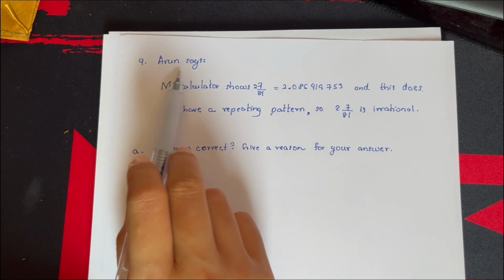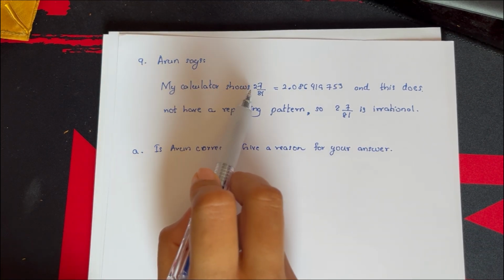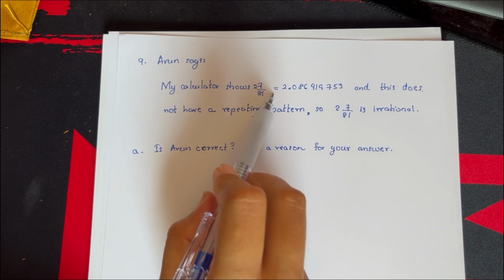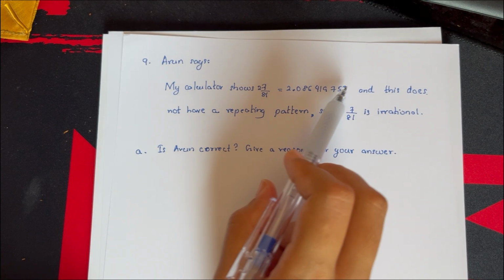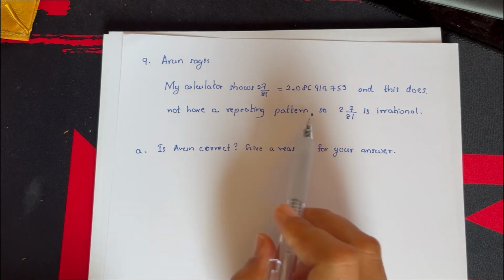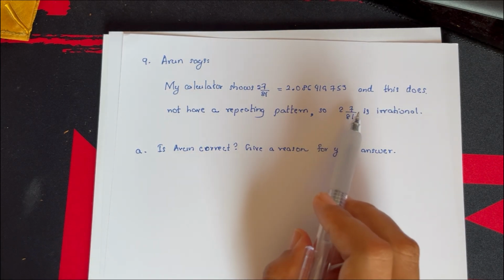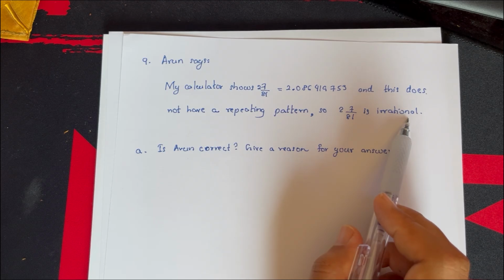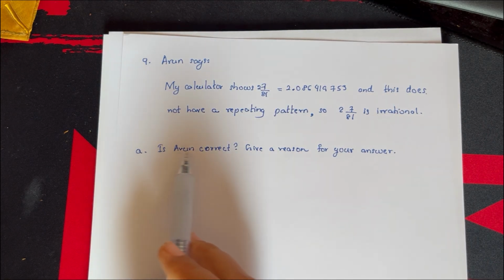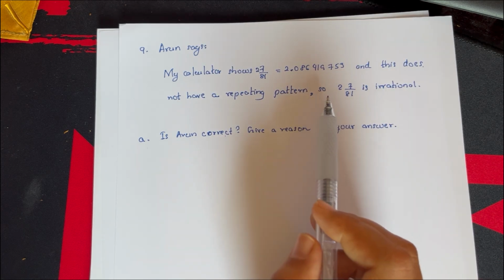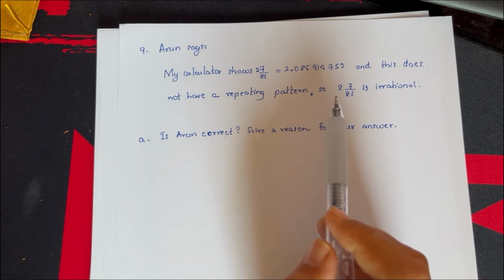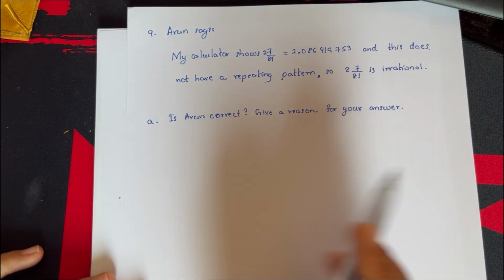Question 9. Aaron says, my calculator shows 2 and 7/81 equals 2.086419753, and this does not have a repeating pattern. So 2 7/81 is irrational. A. Is Aaron correct? Give a reason for your answer. So we need to check if this is correct or not. So let's check.